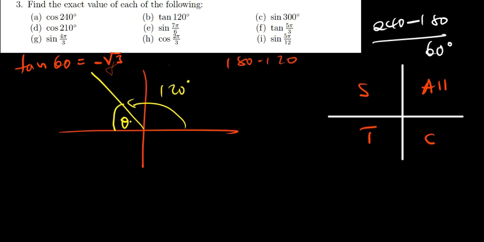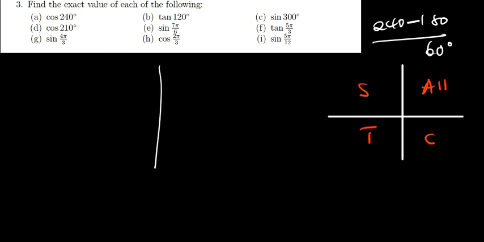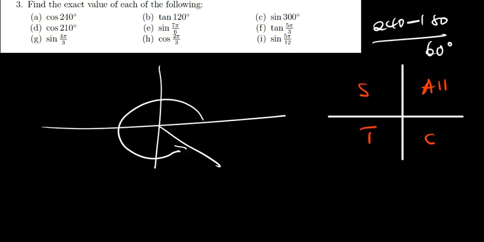Okay, now we go to part C. It's basically the same concept. 300 is in the fourth quadrant. From there all the way to that point, that is 300. Meaning that the reference angle from this line to there is going to be 60 degrees. Now we are finding sine 60.